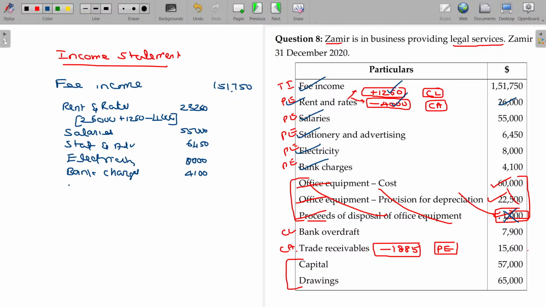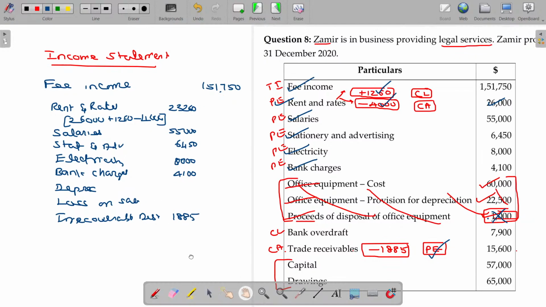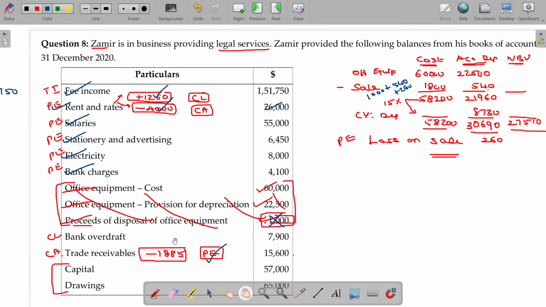And we have two more items, depreciation and loss on sale of the assets. Okay. And this one is all about irrecoverable debt. Irrecoverable debt here being 1,885, and depreciation being 8,730 for the current year.